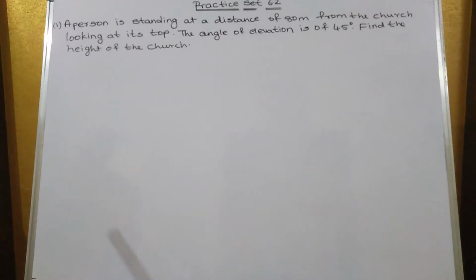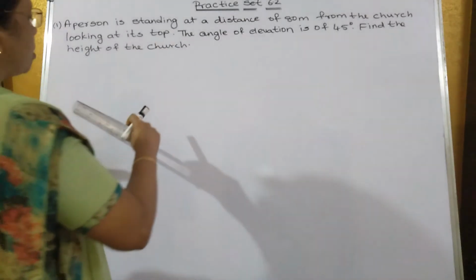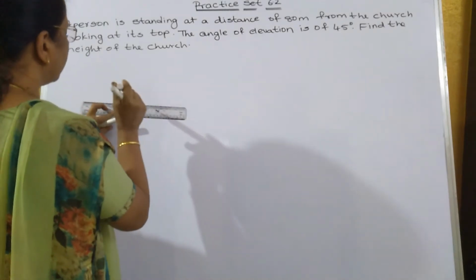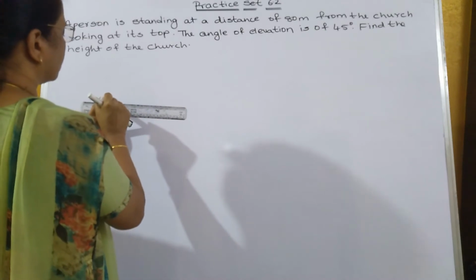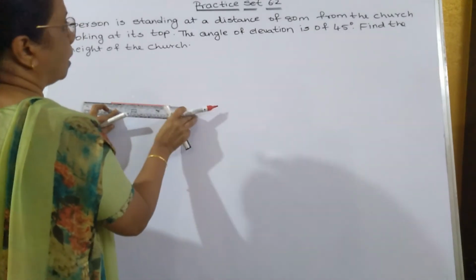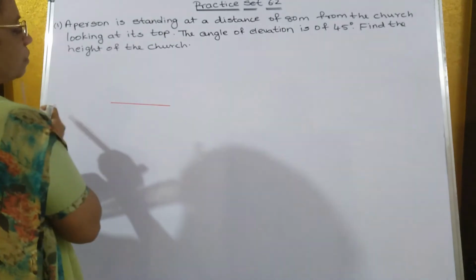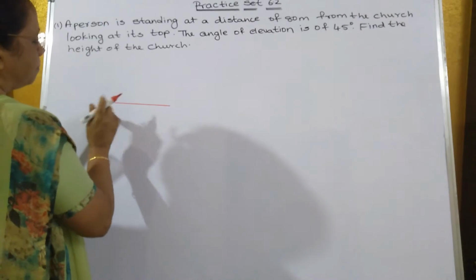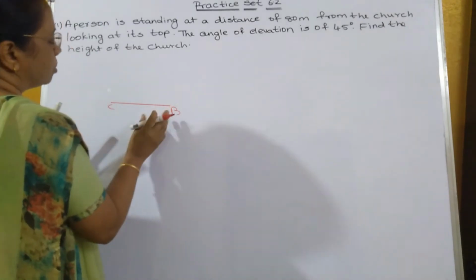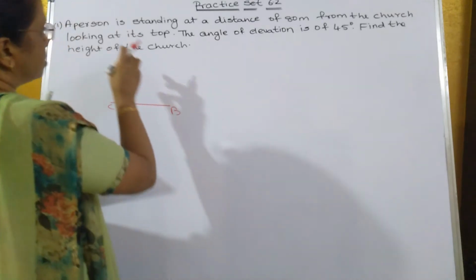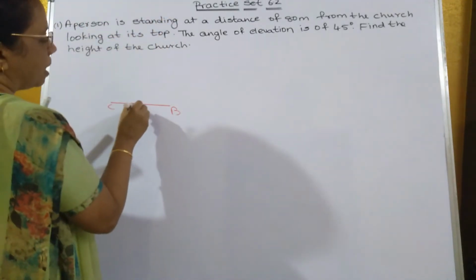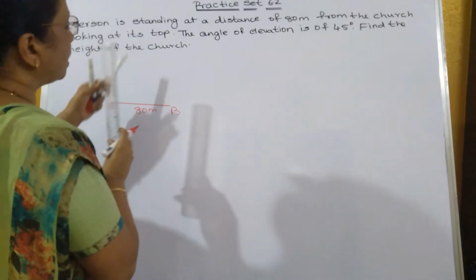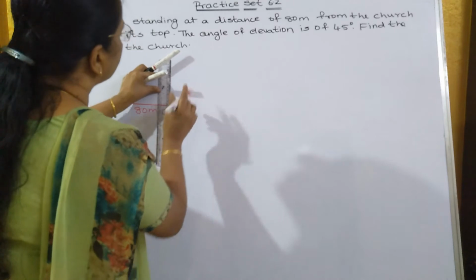Now sum number 1: a person is standing at a distance of 80 meters. So let us assume a person is standing at a distance of 80 meters. This is the position of the person, A. Let us take this as C and B. The distance BC is given. The person is standing at a distance of 80 meters from the church, looking at its top. So let us assume that this is the church.